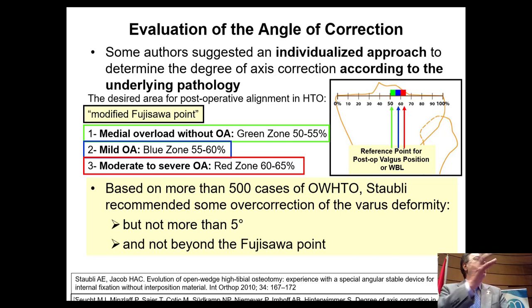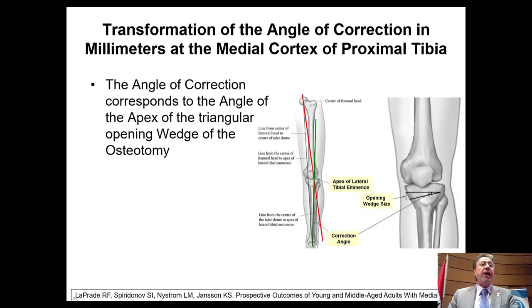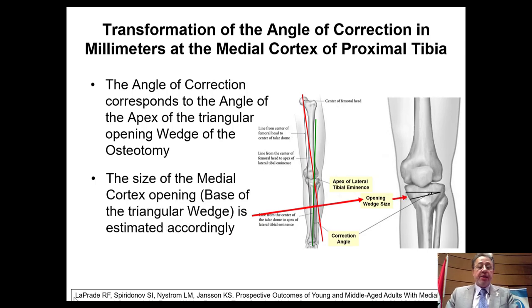So it should be between 60 to 65% maximum overcorrection. Now, the angle of the correction will be the angle of the apex of the triangle of the opening wedge osteotomy, and the size of the medial cortex opening, which is the base of the triangle, will be transformed into millimeters during the surgery.